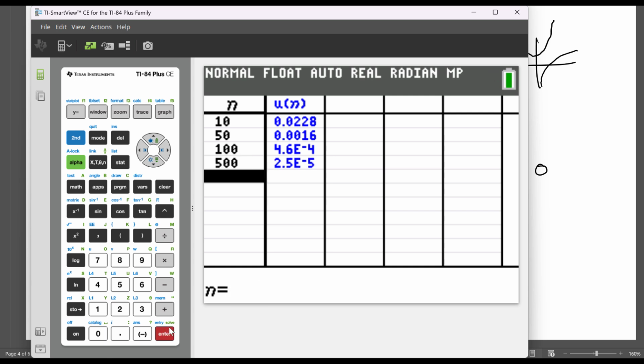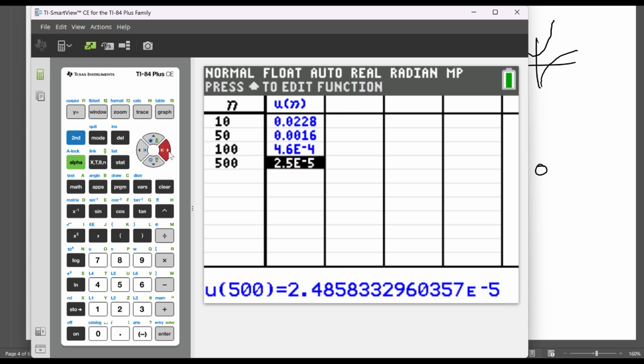Now, obviously, the calculator is giving me scientific notation here, but I should be able to go up and move with my right and left arrows, and still keeping the value in scientific notation. Right? A lot of times, it'll show me a lot more decimal accuracy.